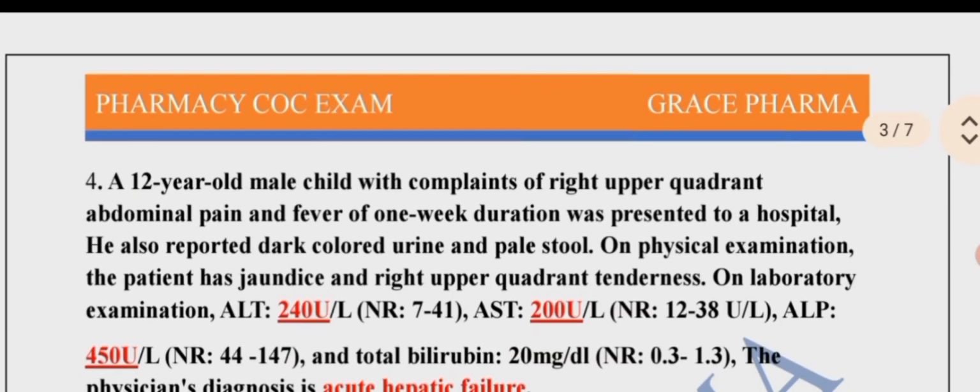So the next question is a 12 years old male child with a complaint of right upper quadrant abdominal pain and a fever of 1 week's duration. He was presented to hospital. He also reported a dark colored urine and pale stool. On physical examination, the patient has jaundice and right upper quadrant tenderness.